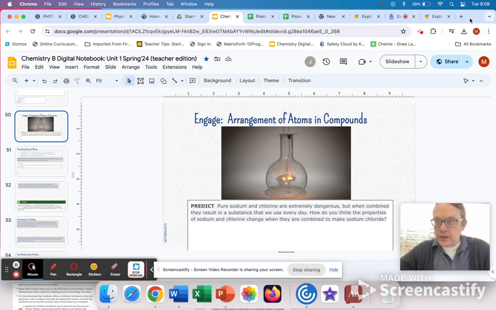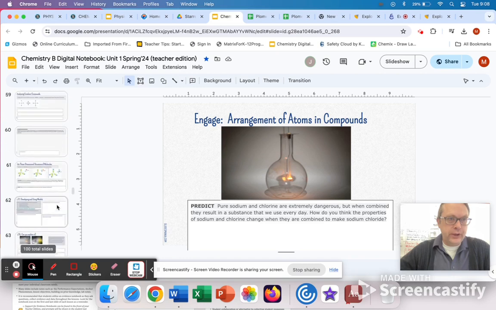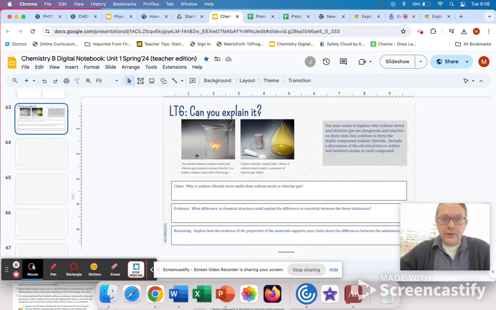So we think our main question we're trying to say is, why is sodium chloride more stable than chlorine gas? So way over here on slide 63, we're going to try to answer that question: list the important evidence that could help explain why salt is less reactive than the two substances that form it, and give some reasoning, give some explanation about why.